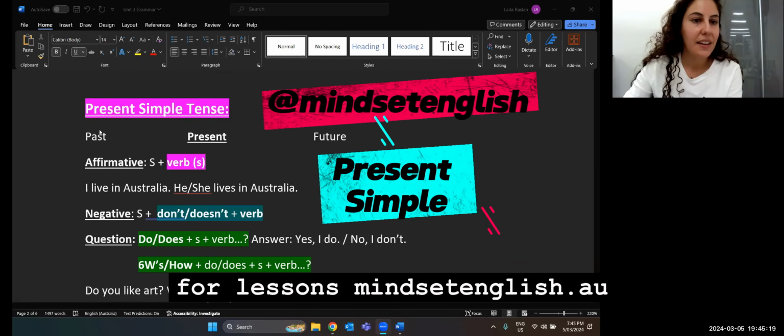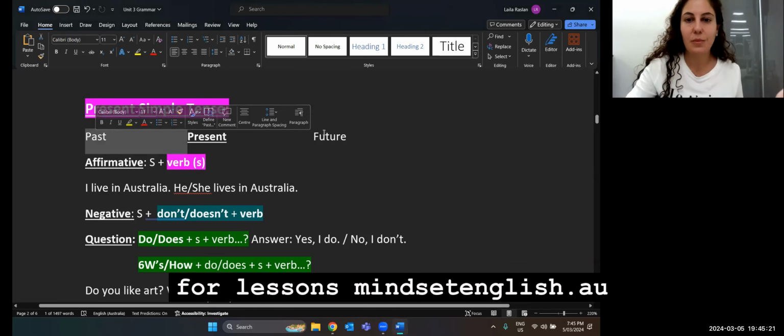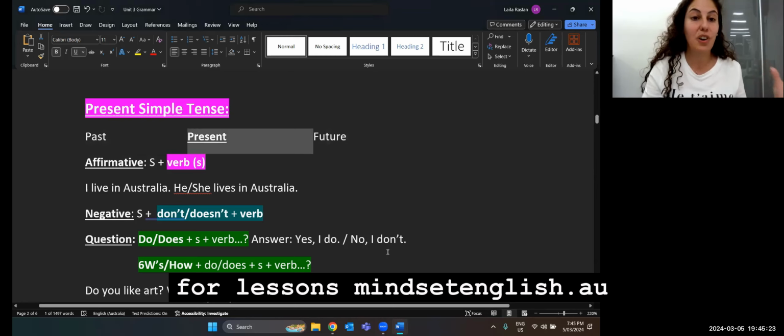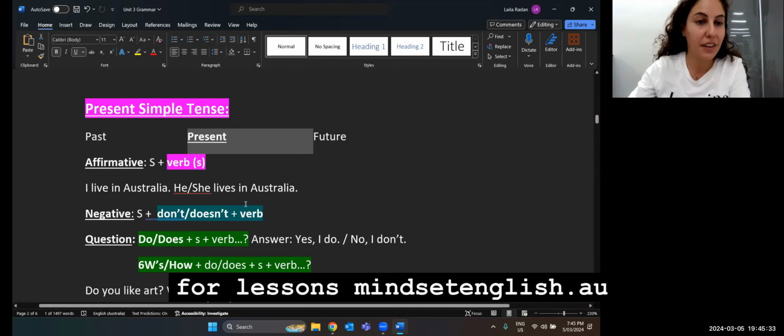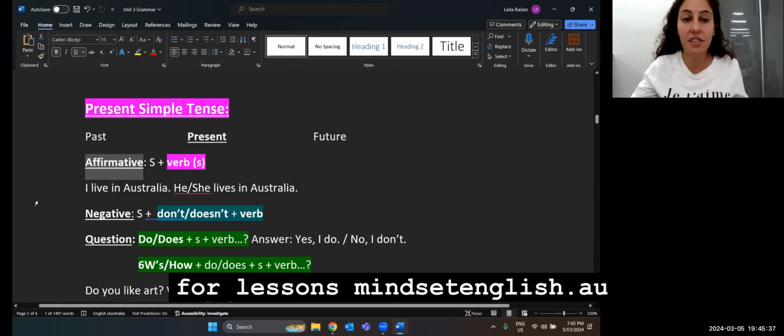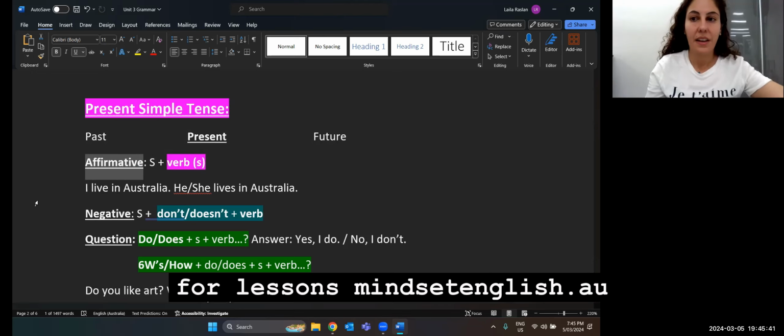Present simple. So as I said, we have the past, we have the future. We are here right now in the present, in this moment, at this very moment. So if I want to give a positive sentence, that's also called an affirmative. And a positive sentence is something like saying, I live in Australia. You know, she lives in Australia. My friend lives in Brazil right now.